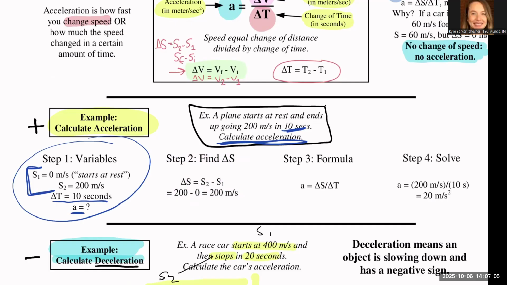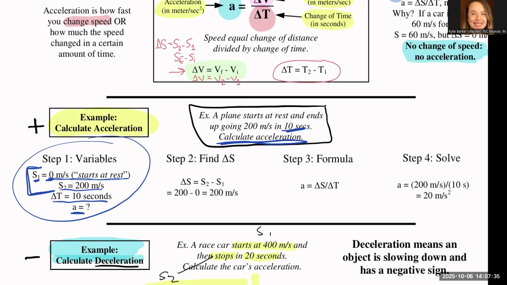It says a plane starts at rest. And this is what I just mentioned a second ago. That means 0 is the starting speed. It starts at rest. A plane is sitting there, maybe being boarded by its passengers. It's not moving yet. There is no speed. So our speed number 1 is going to be 0. Our speed number 2 is where it says it ends up going 200 meters per second. So that's where they got these numbers.